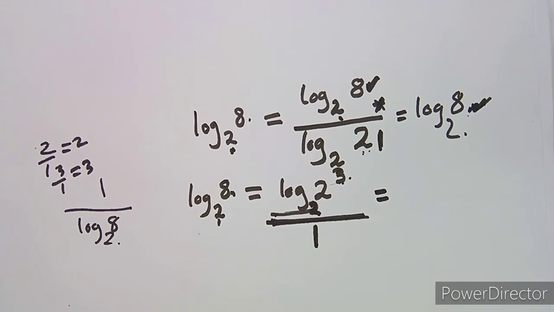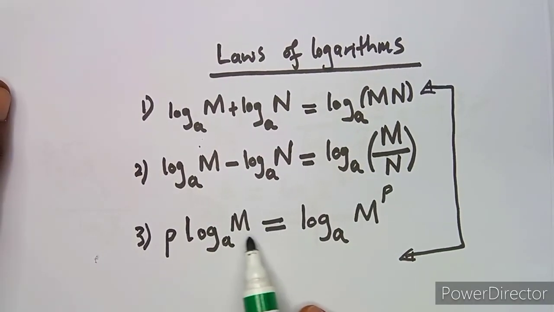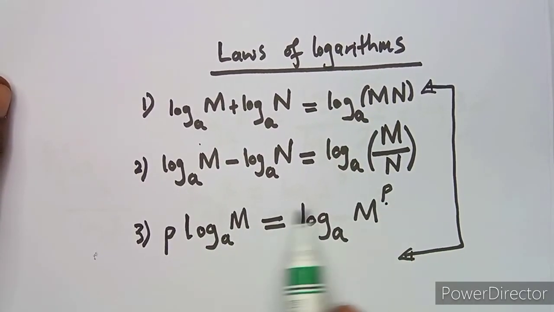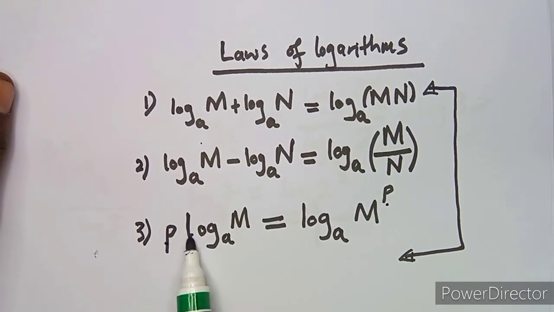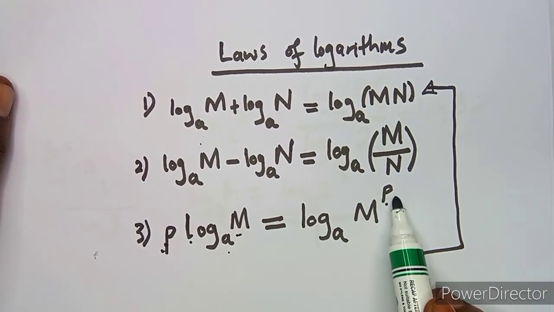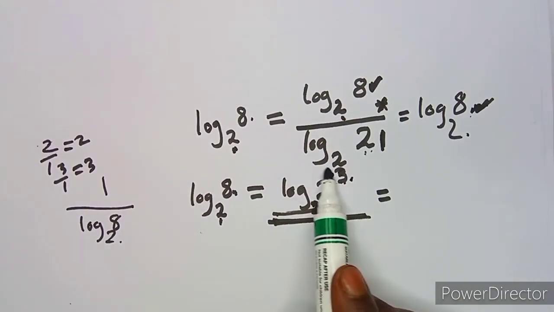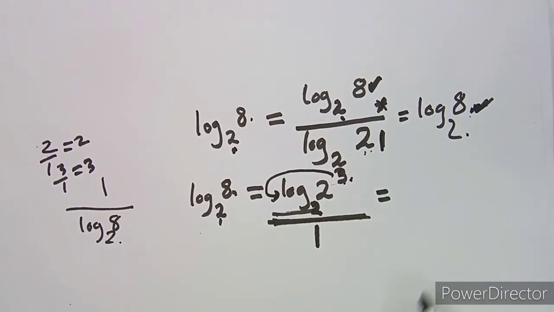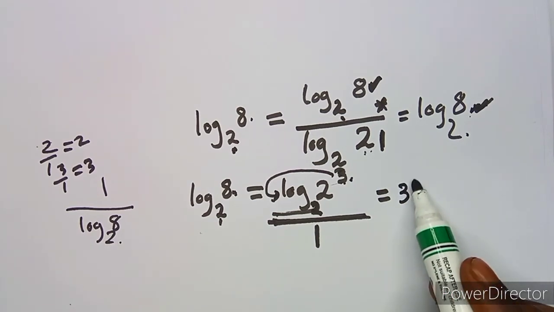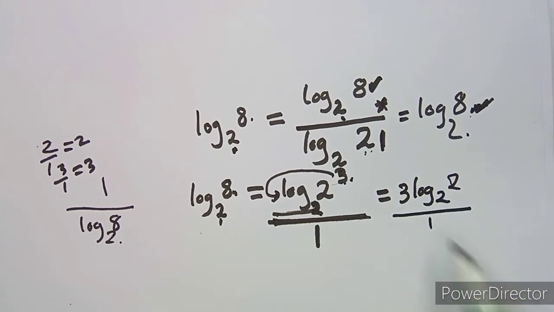Which law am I using now? We are now back to the laws of exponents. Remember from our laws of exponents, when I am having an exponent here, I can use this as p log m base a. If you're multiplying, like p log m, this is multiplying, but it can be used as an exponent. So it's the same thing. Here is the exponent, so you're going to drop down this exponent like this. So it's going to give you 3 log 2 in base 2 over 1.